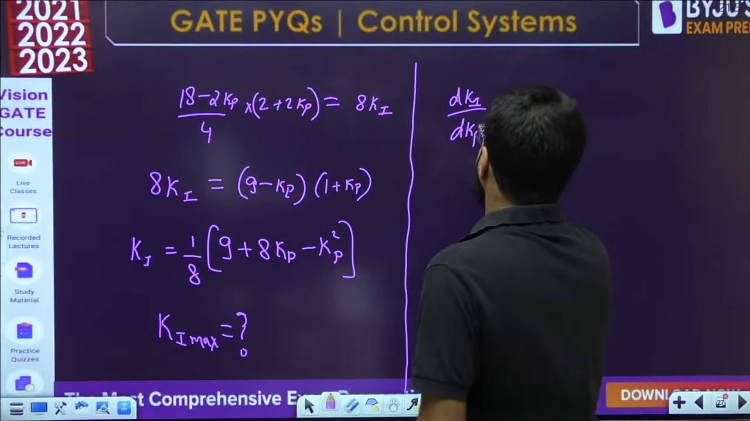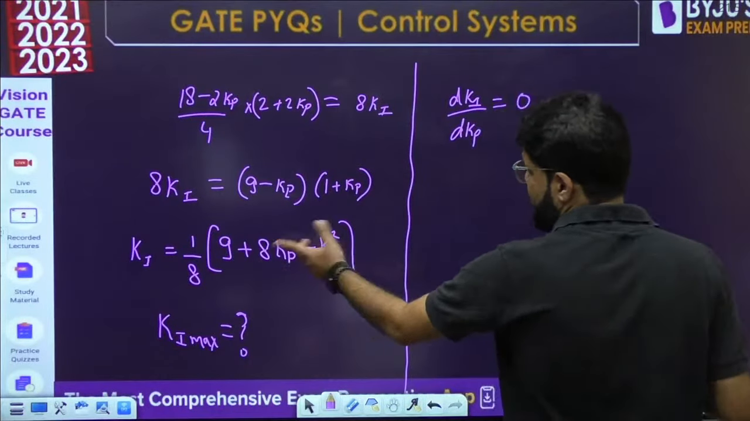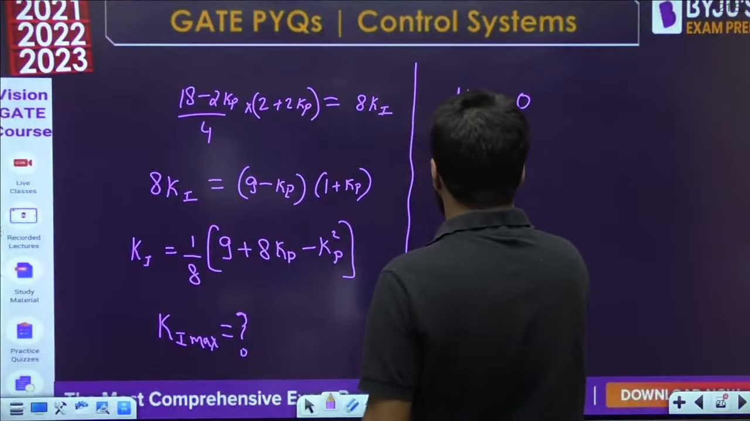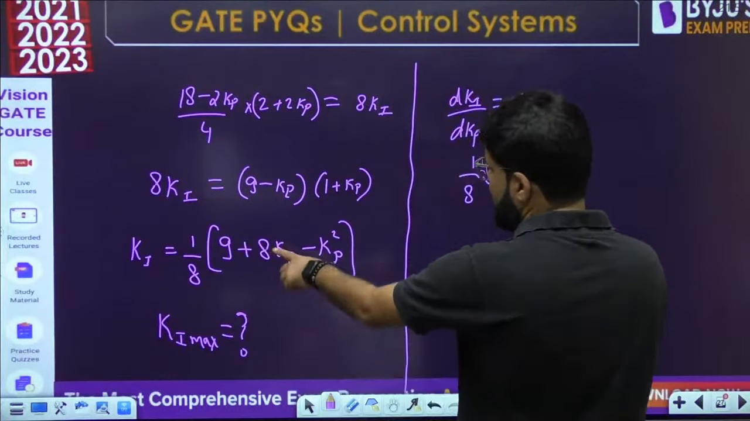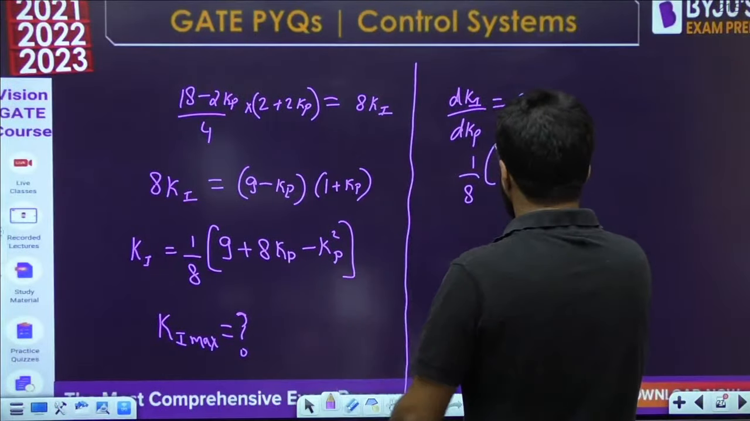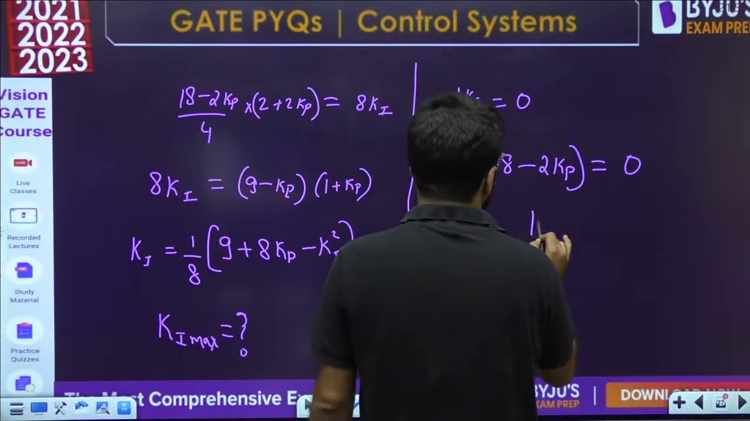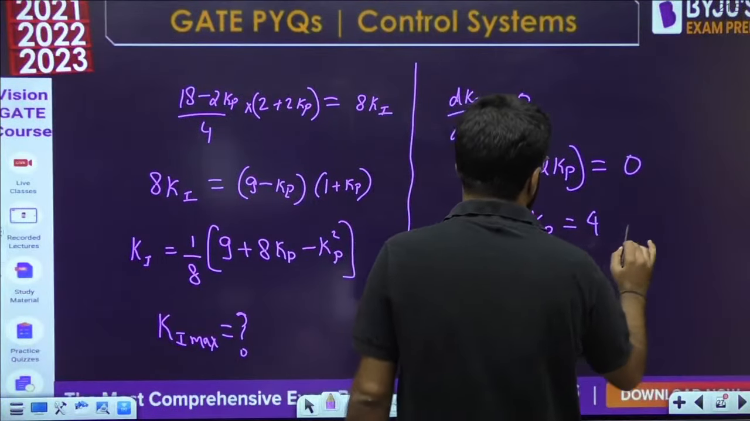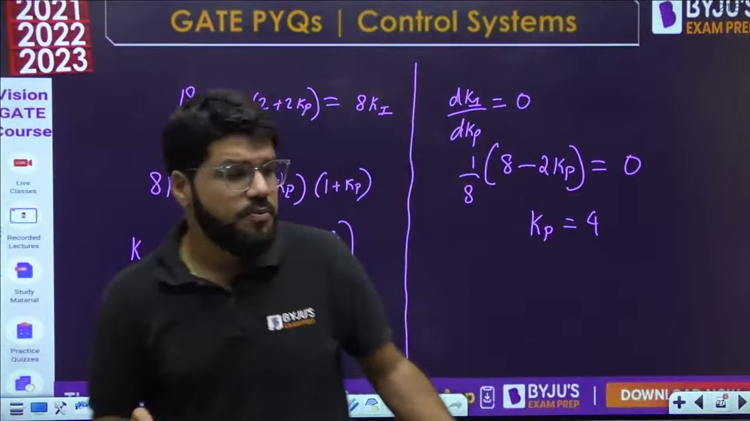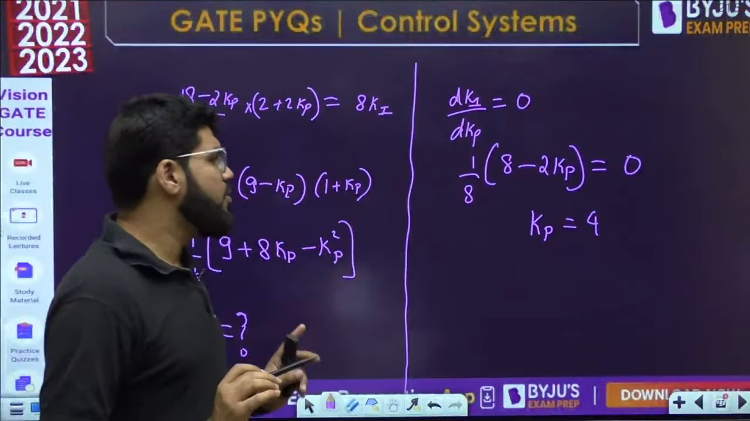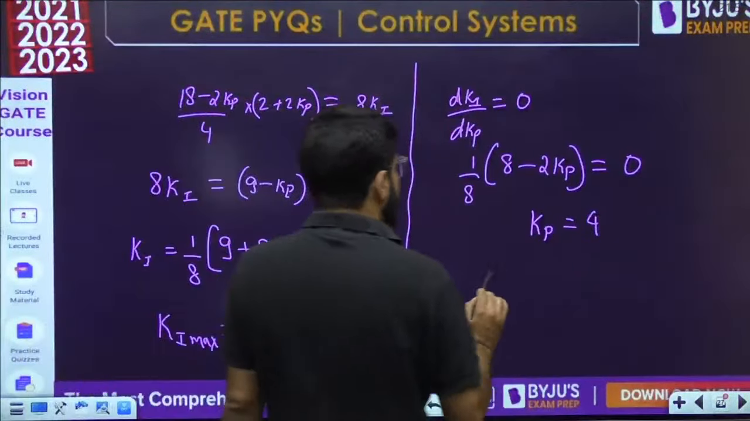dKi by dKp equal to 0. Y is a function of x, so dy by dx equal to 0. So 1 upon 8 (9 ka derivative is 0), 8 Kp derivative is 8, minus x square derivative 2x. This should be equal to 0. Solving, you get Kp equal to 4, which is allowed also, because Kp should be less than 9. Yes, so Kp equal to 4 is allowed.